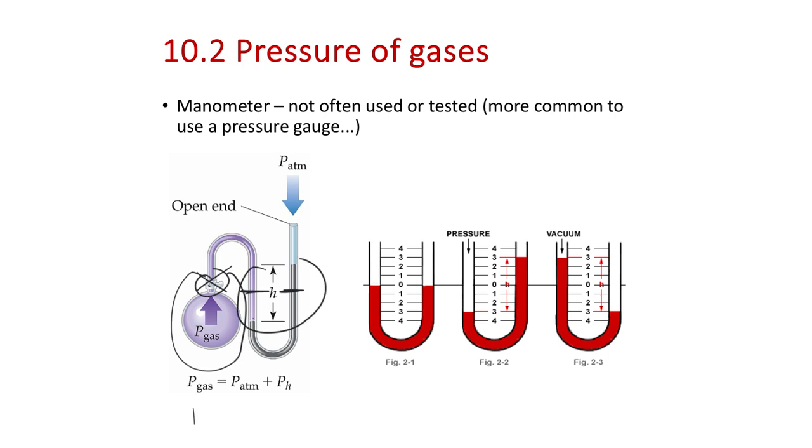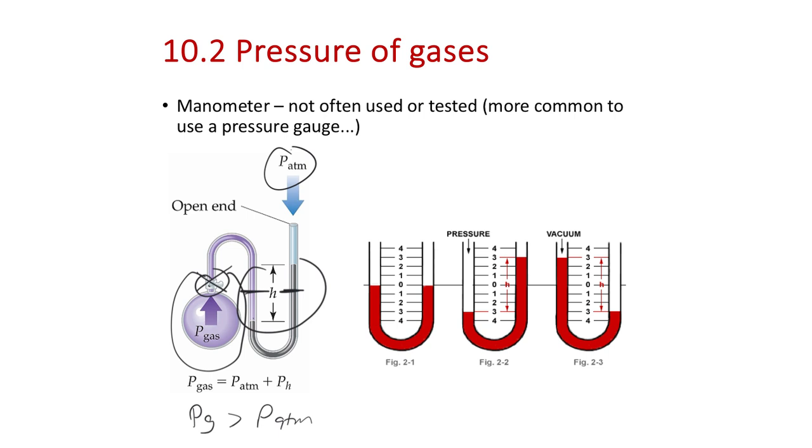And so here, the pressure of the gas is greater than atmospheric pressure because the pressure is pushing the mercury down in the sample side and then pushing it up in the side connected to the atmosphere. So you have the atmospheric pressure pressing down on the one end, you have the pressure of the gas pressing down the other end, and the height of the mercury just counterbalances the two.